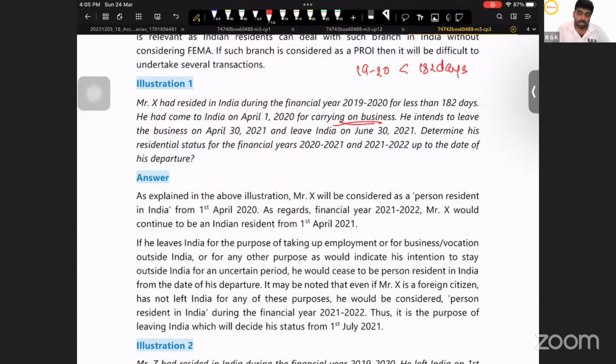He has come to India in the year 1920. Sorry, he has come to India on 1st April. I should determine the residential status for 2021. First thing I should ask whether he has stayed in India.